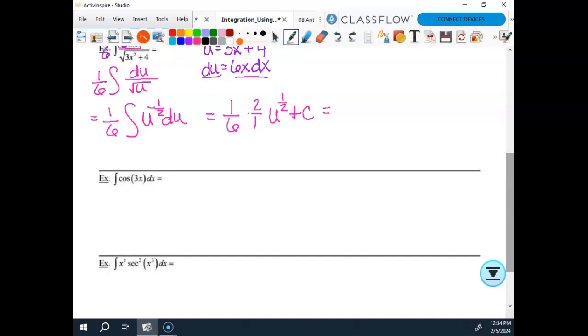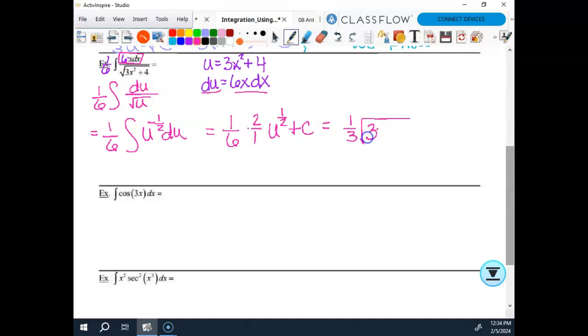So that means that 1/6 times 2 is going to be 1/3. And then this 1/2, I can leave it as that, or I can put it back as a square root. And that is the square root of 3x squared plus 4 plus c. How are we doing? Questions? Okay.